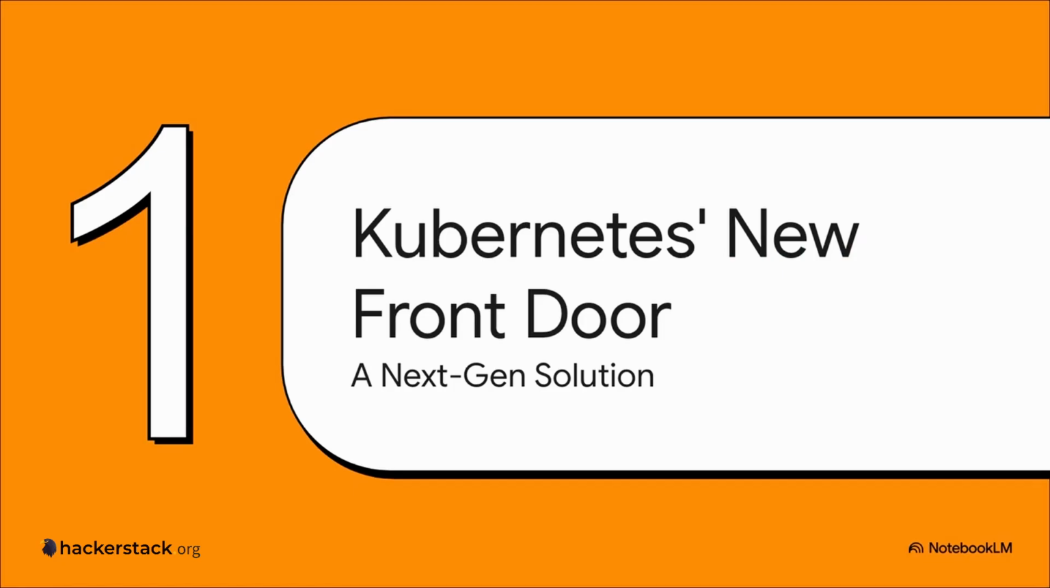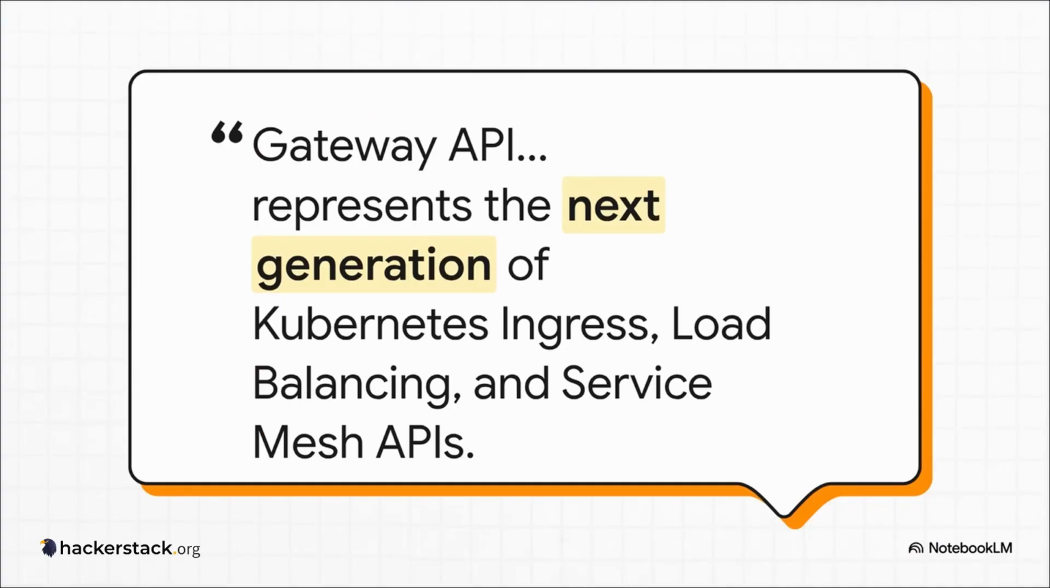Well, the great news is, Kubernetes finally has an official built-in answer for this. It's a next-generation solution that acts like a powerful, super intelligent new front door for your entire cluster. And let's be clear, this isn't some random third-party tool you have to bolt on. This is coming straight from the Kubernetes team themselves. They are officially saying that the Gateway API is the future, and it's built to replace the older, kind of clunky ingress system we've been using for years.